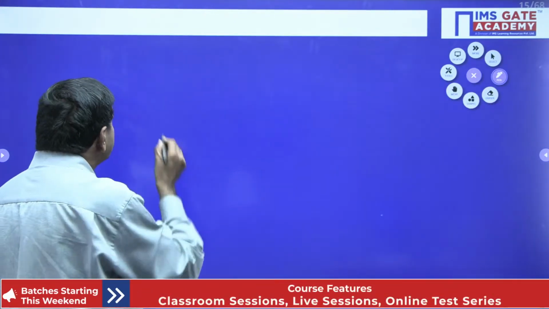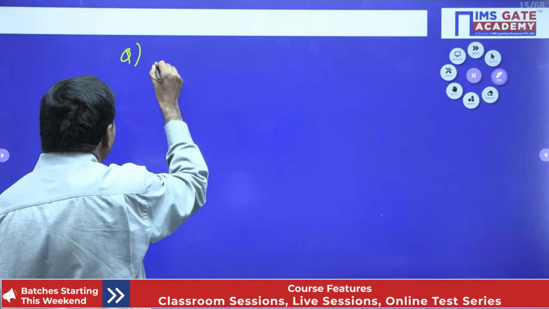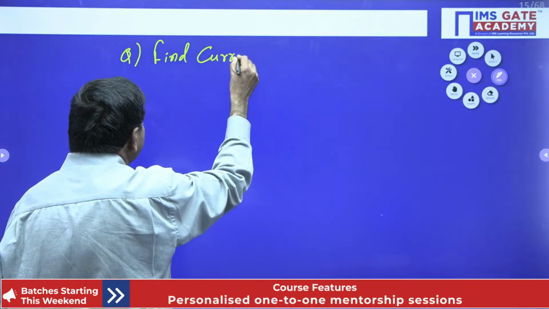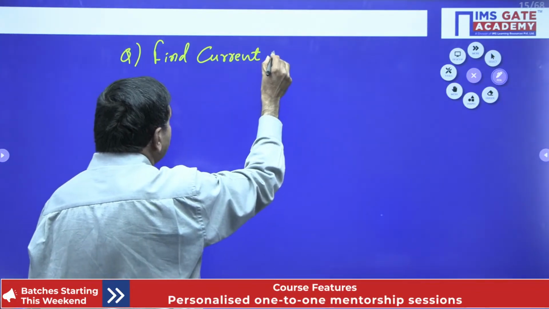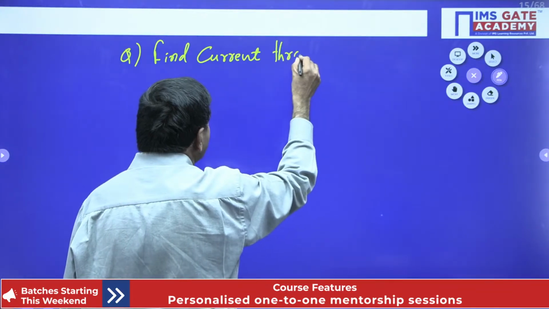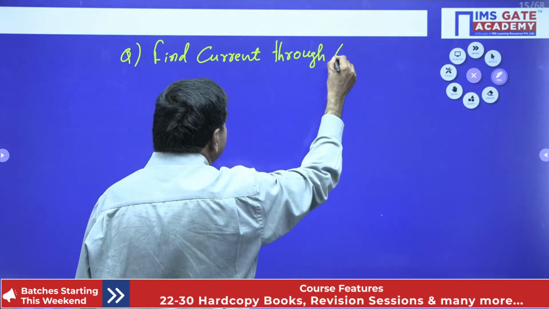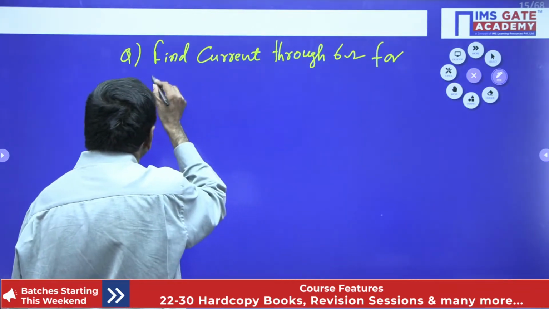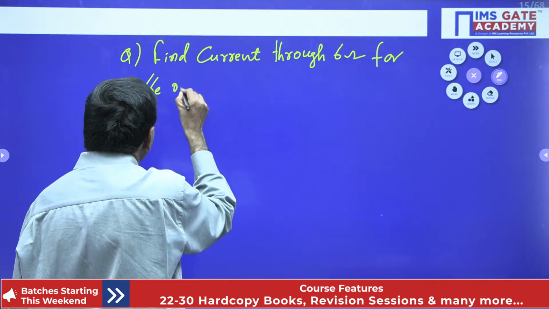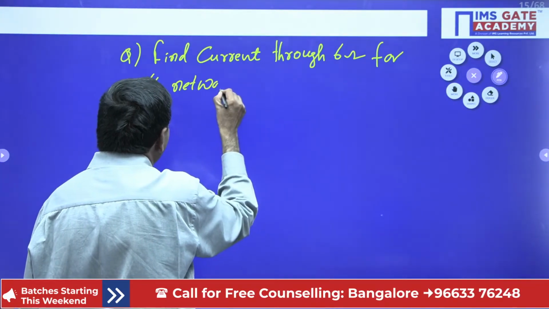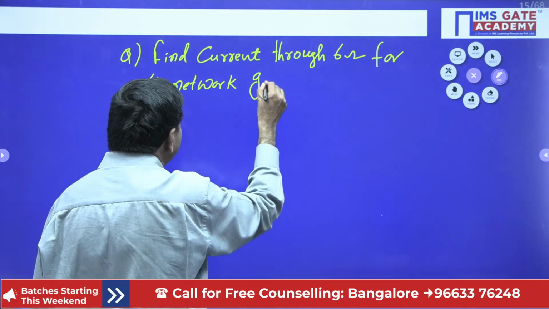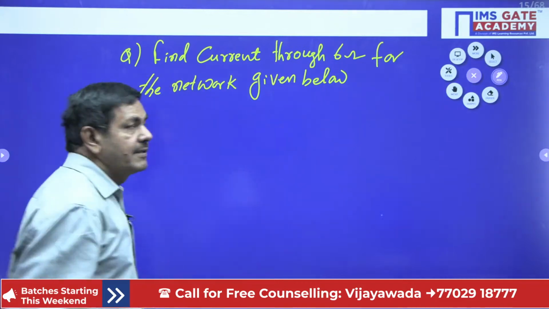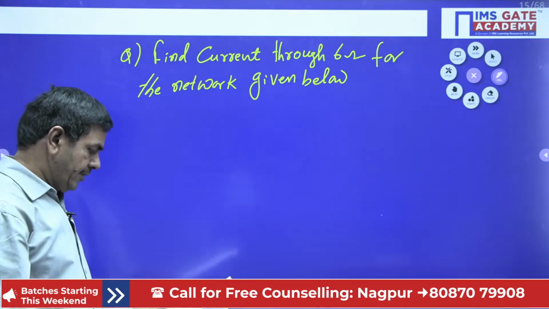Find the current through 6 ohms. Find the current through 6 ohms for the network given below. How that network is given, you watch.